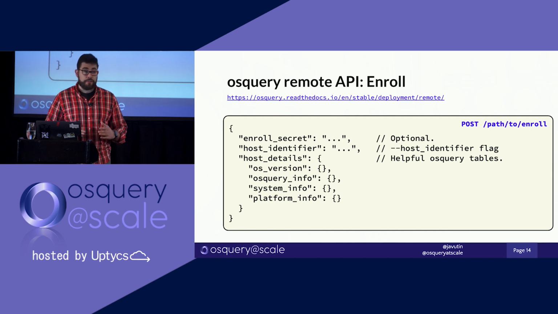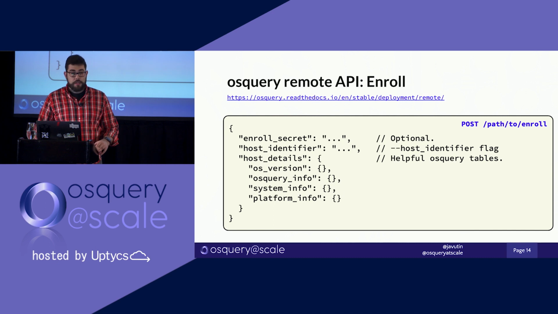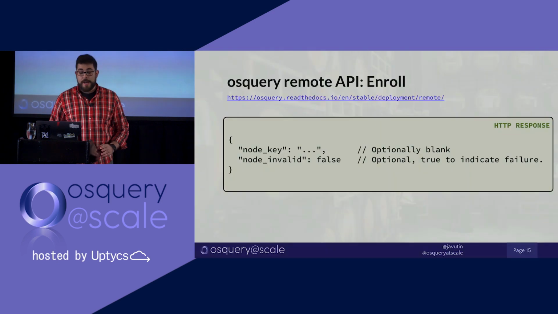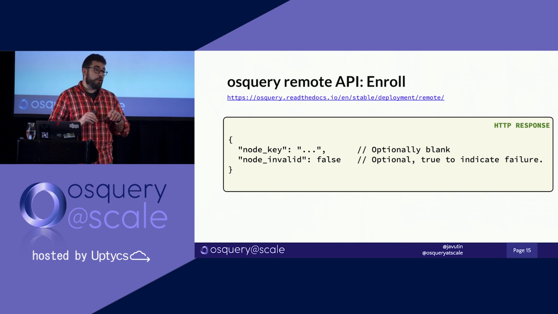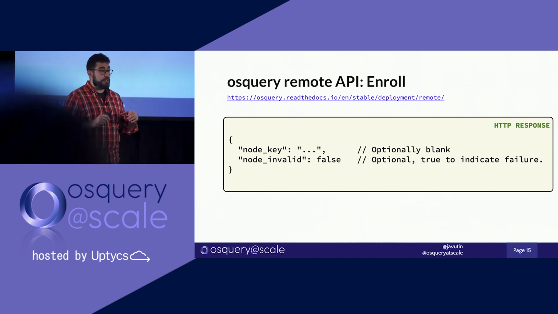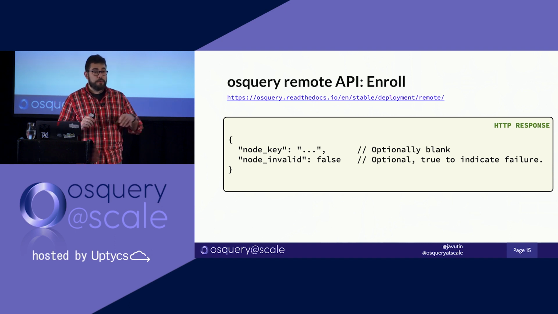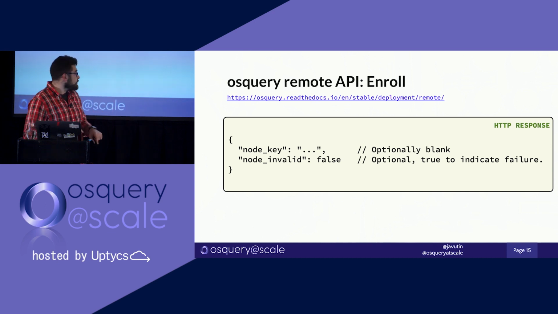So for enrolling, the only thing you have to do is implement a POST handler that receives a request. This is the body of the request. It's in all the documentation. And the response from the server will have to be 200 HTTP with the node key that will identify that host. It is optional, but it's a good practice. Then Osquery will be able to cache that and use that in subsequent requests. So every time that something is sent to the server, you don't have to enroll it all over again.